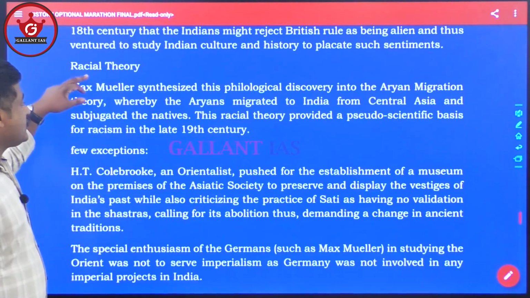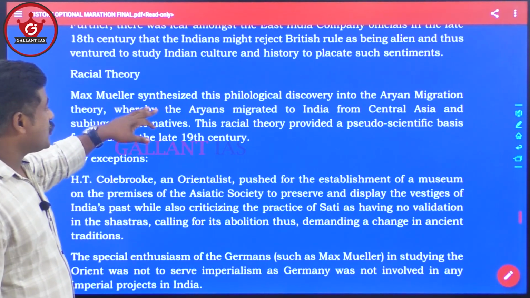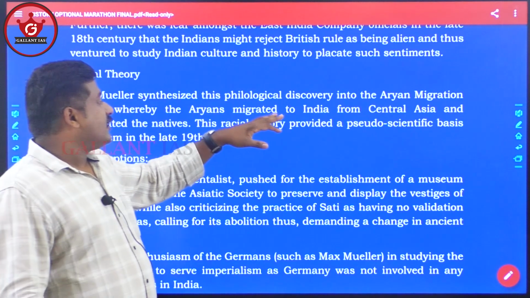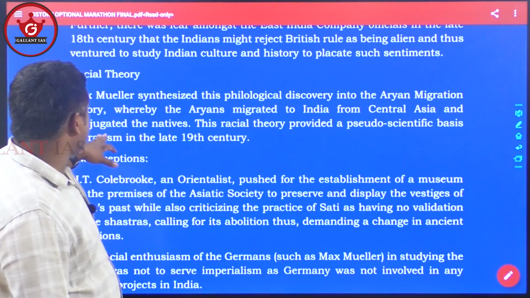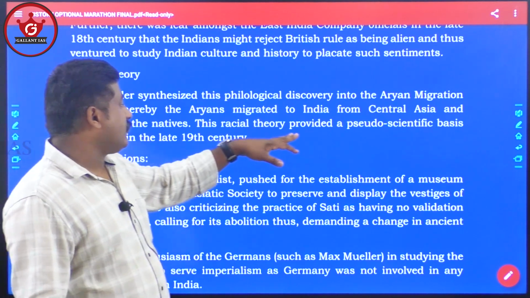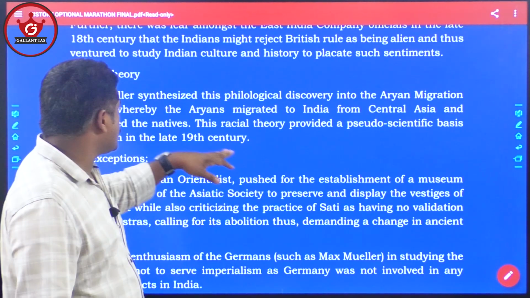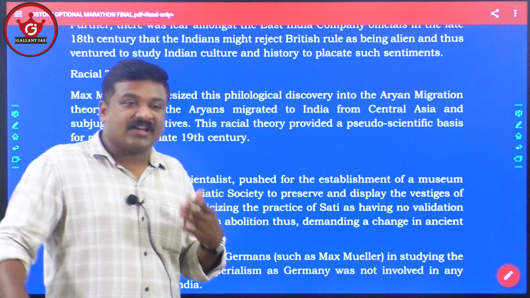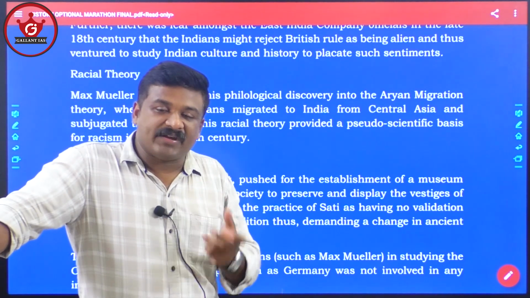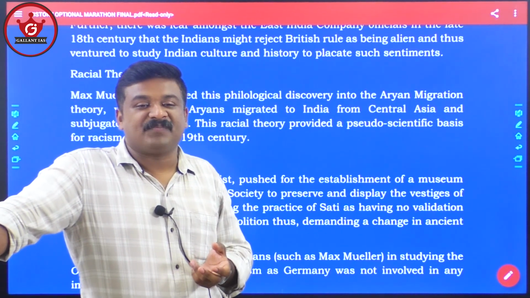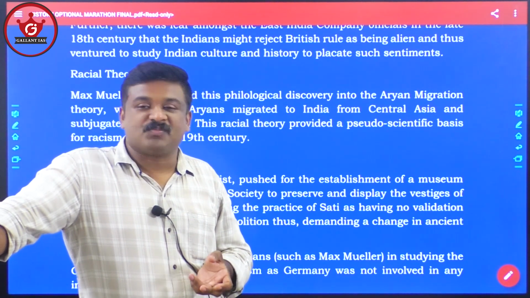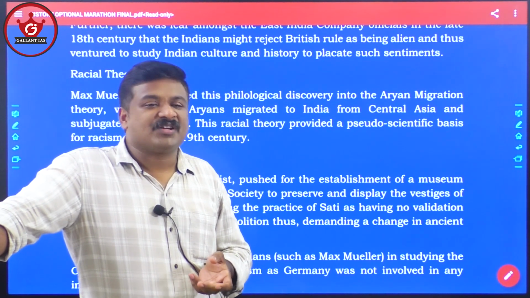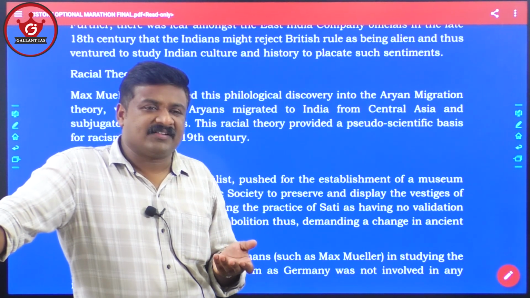Now there is a racial theory. Max Muller proposed this racial theory, the Aryan migration theory, whereby Aryans migrated to India from Central Asia and subjugated the natives. The racial theory provided a pseudo-scientific basis for racism in later centuries. Again, you can see this guy, who is the guy? Yes, Max Muller. Actually, Max Muller is a German.